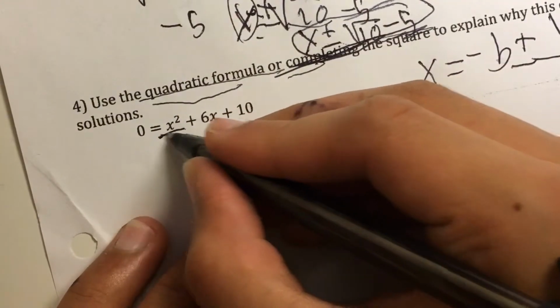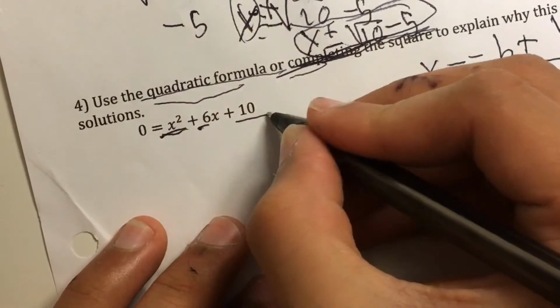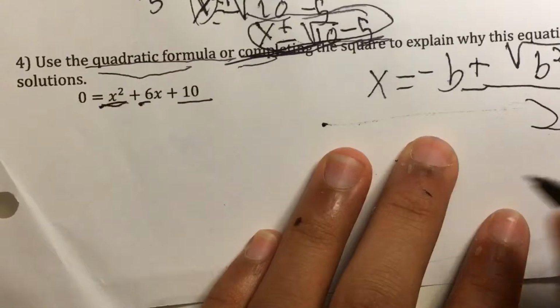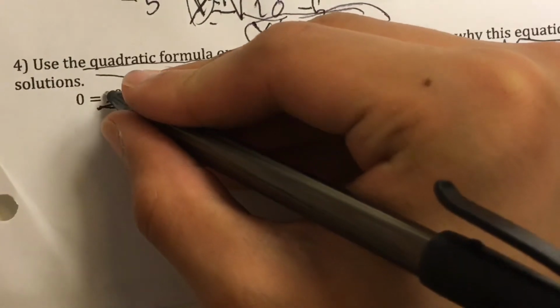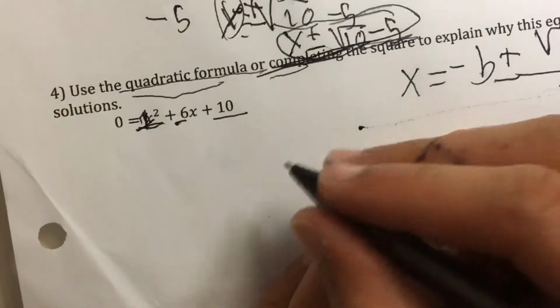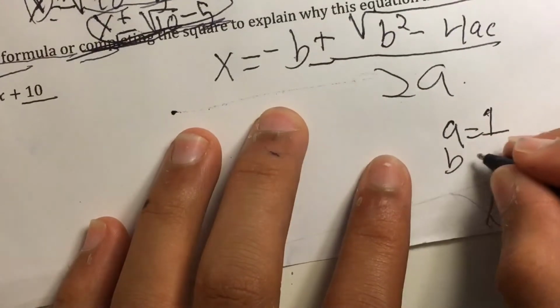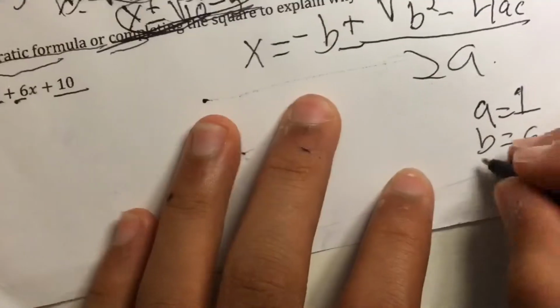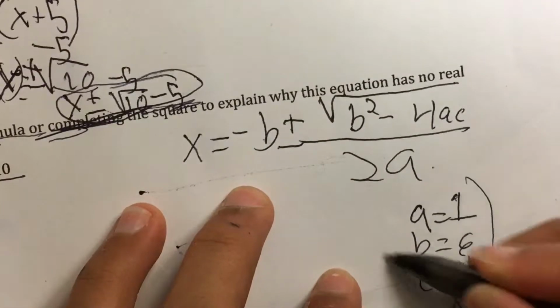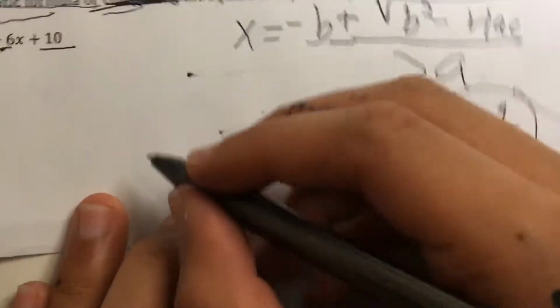Okay, so basically what we're going to do is we're going to take these out. So this is A, B, C. Okay? So A equals 1, because you should know that whenever there's just a variable right there, it just equals 1, right? So A equals 1, B equals 6, and C equals 10. Alright, so we have all of our things right here. So we're just going to plug it into the equation.